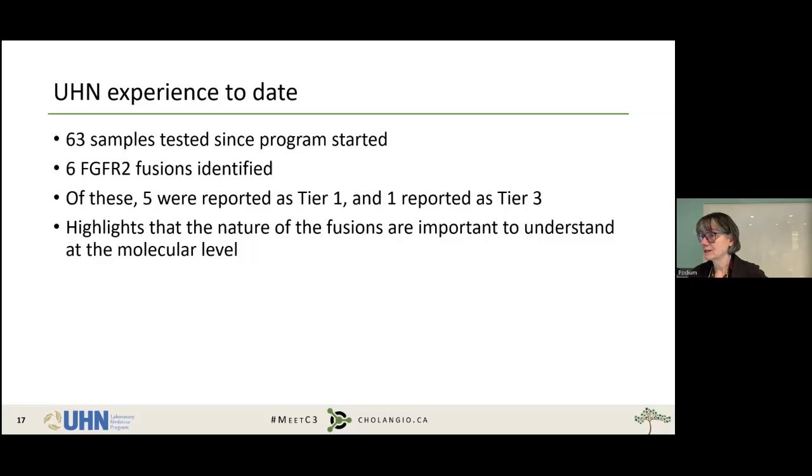5 of those were reported as clinically actionable. So tier 1 means it's clinically actionable. And 1 was reported as we don't know what this means. And that's a tier 3. And I'll show you why in a second. And it does highlight again that if we didn't know what that fusion was, we might have reported 6 of them as clinically actionable, but 1 of them is not likely to respond to therapy.